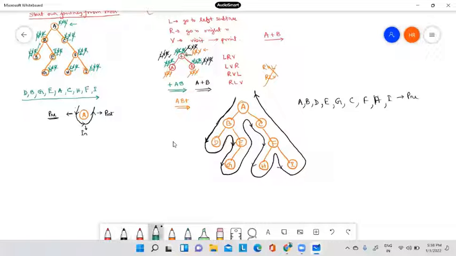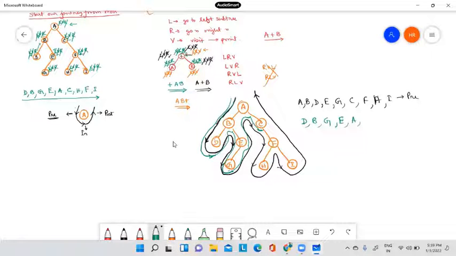Now I need in-order traversal. In-order means when I visit it from the bottom, then I will print. So I am moving. See, I am visiting it from the bottom. First I will visit D. Then I am visiting B from the bottom. Then G from the bottom. Then E from the bottom. Now I am visiting A from the bottom.